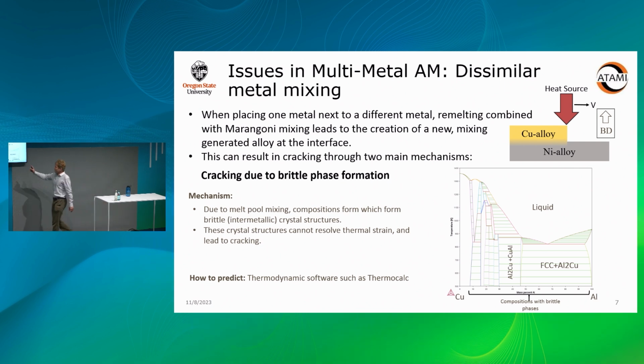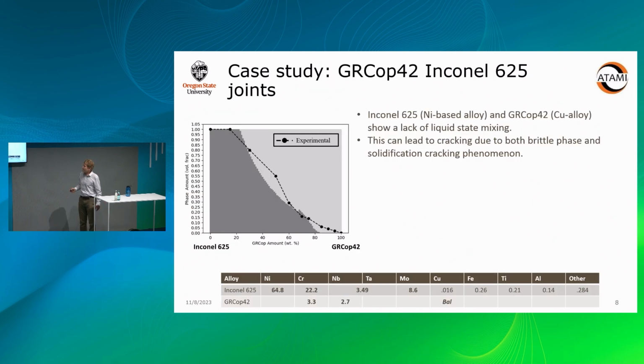What can happen when we're mixing, for example, a copper-nickel joint, is that if we mix somewhere in between this range where you see all these green lines, you can precipitate these phases, and those can cause cracking. Lucky for us, we can predict this using thermodynamic software, but this is what can actually occur at that interface.